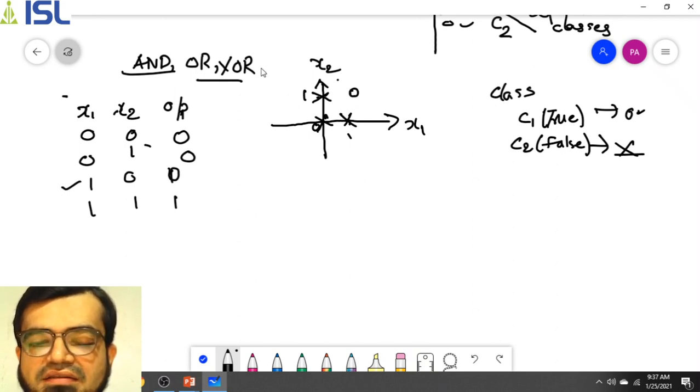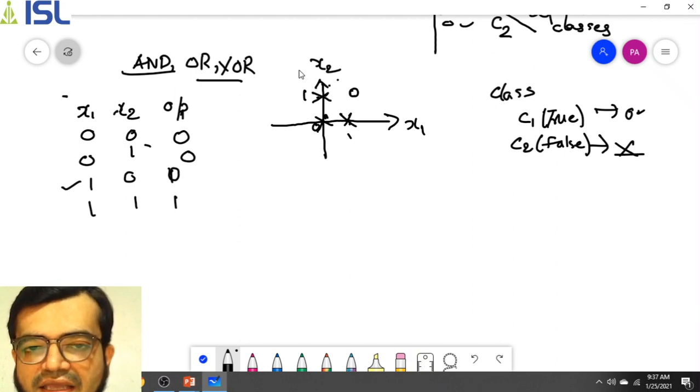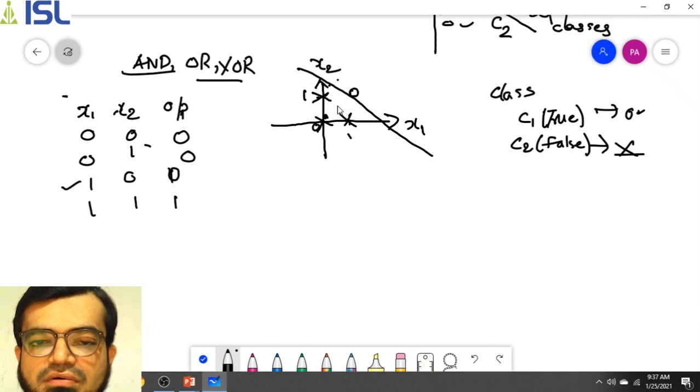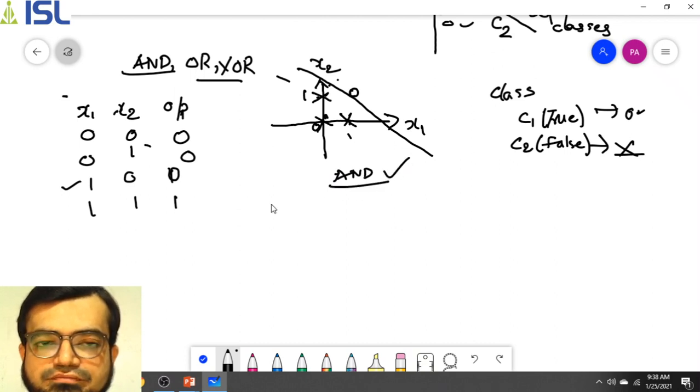So what I did is, this is how you can make a single linear line and divide the patterns into two categories. So now you can say that AND is also linearly separable.